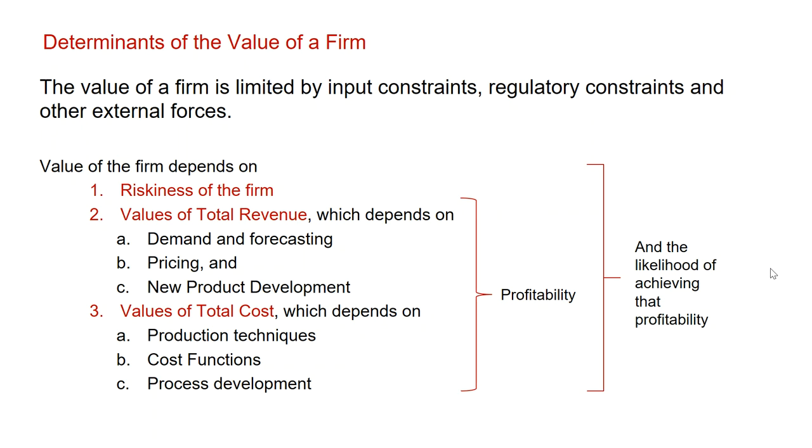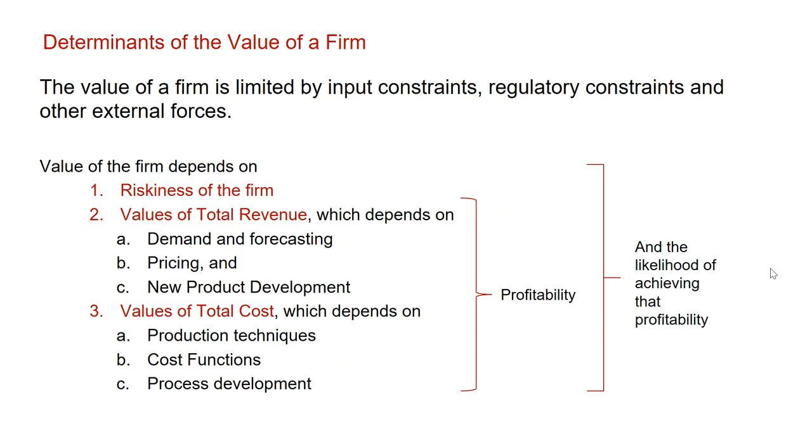So to figure out all of this, the first thing is how do we value a firm? To value a firm, there are three main components. The first is the riskiness of the firm, and let's come back to that in a second. We then look at the value of the total revenue. Well, a firm has to do demand and demand forecasting.